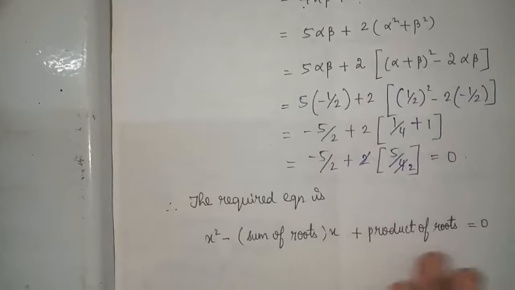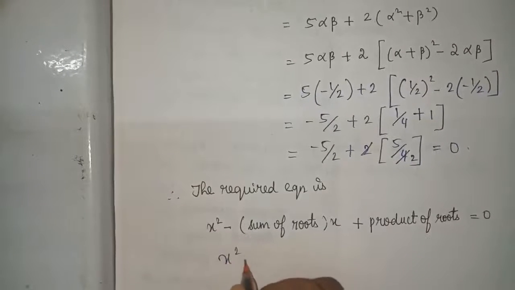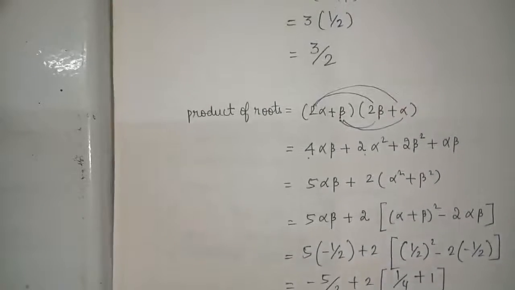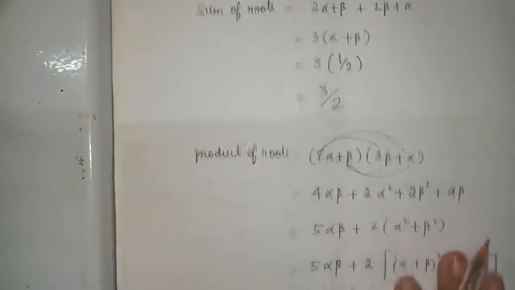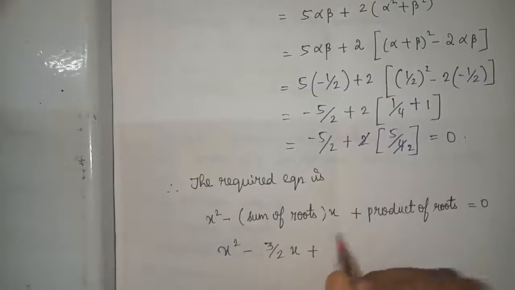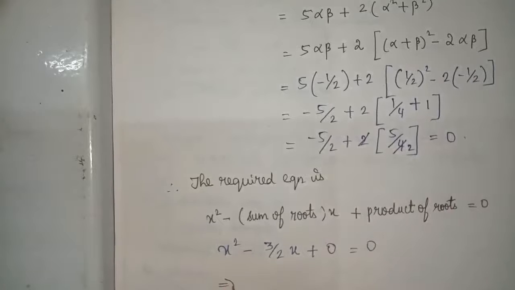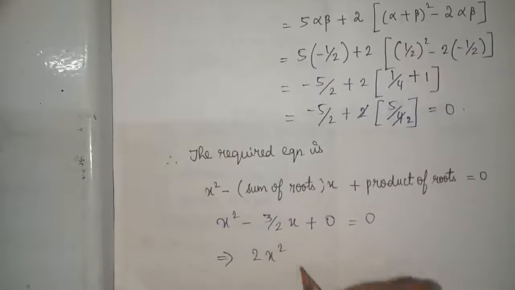Therefore, the required equation is x square minus sum of roots into x plus product of roots is equal to 0. So x square minus sum of roots value is 3 by 2. So 3 by 2 into x plus product of roots is 0 is equal to 0. So which implies 2x square minus 3x is equal to 0.